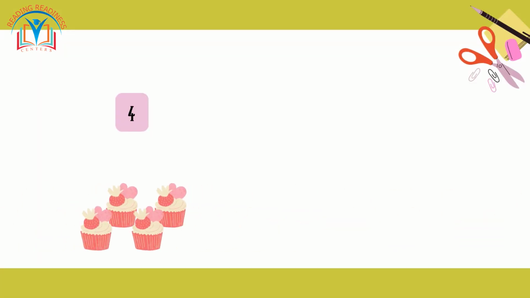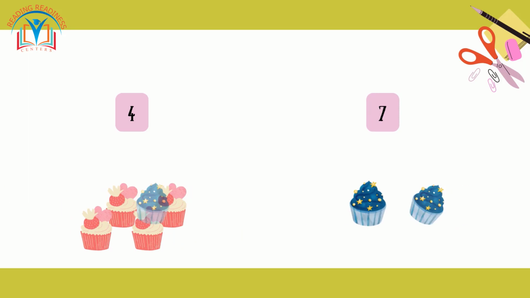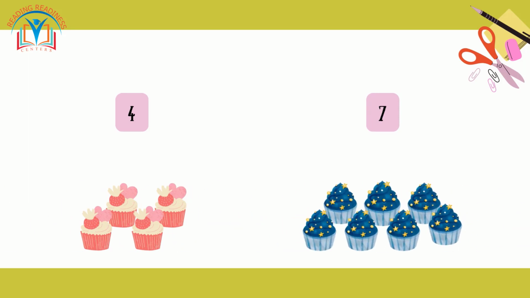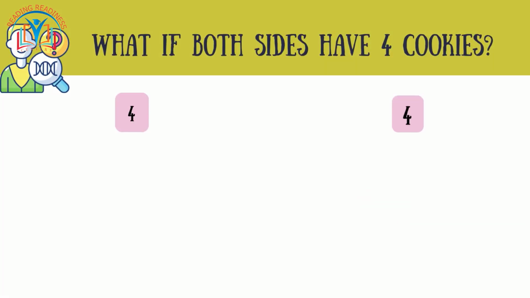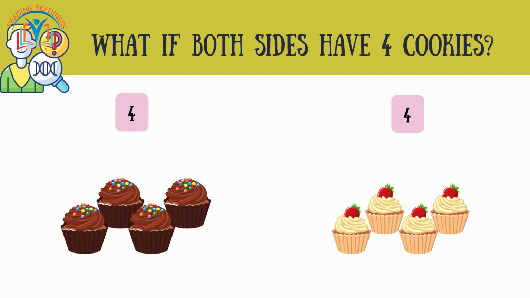Here, we have 4 cupcakes on one side and 7 cupcakes on the other. The less than symbol helps us understand that 4 is less than 7. What if both sides have 4 cookies? They are equal. We use the equal sign to show this. 4 is equal to 4. Both sides are happy.